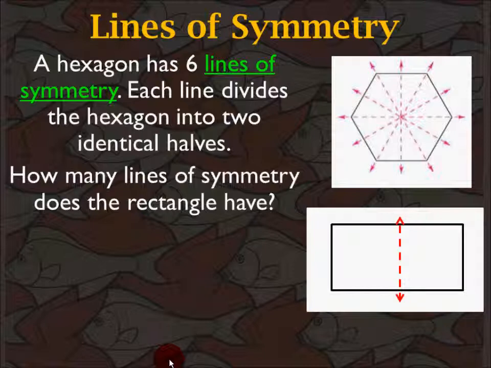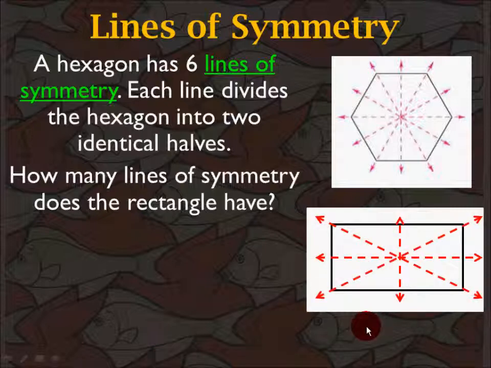Well, you can cut it that way. You can cut it that way. It looks like you have 2 halves. But no, there's more. You can cut the diagonal. So you have 2 congruent triangles there, and you can do the other diagonal. So a rectangle has 4 lines of symmetry.